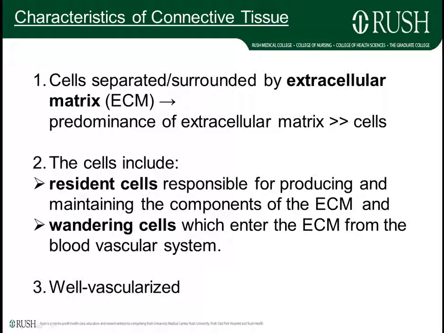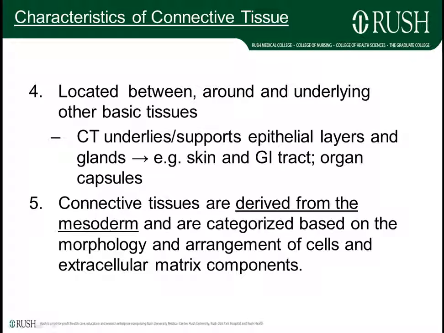A third characteristic of connective tissue is that it's well vascularized. This contrasts with epithelial tissue, which was avascular. Connective tissue is generally located between, around, and underlying the other basic tissues. Recall that epithelial sheets are always underlined by a basal lamina and usually a connective tissue compartment underneath them, which provides them with their metabolites. Some good examples of this are the dermis of the skin and the GI tract and the organ capsules.